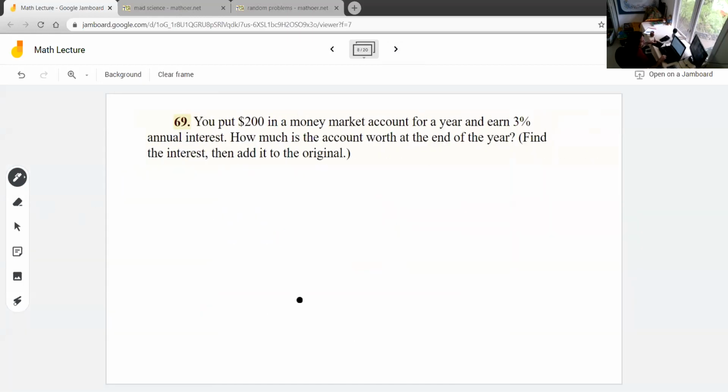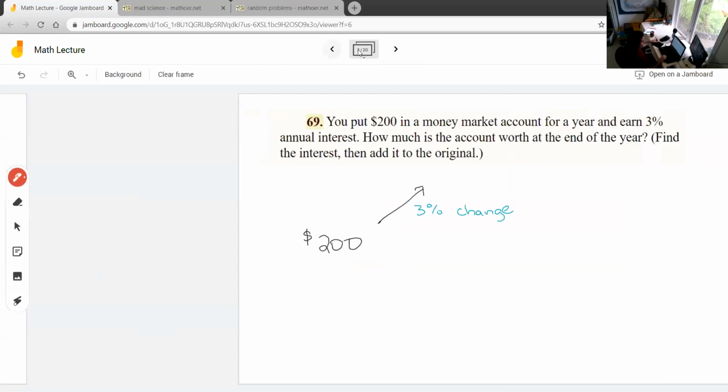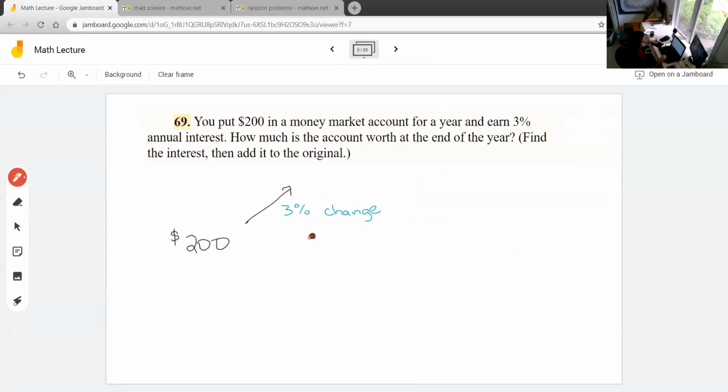This is a very similar looking problem. We're still putting in 200. It's still going up with a 3% change. It is still true that we're going to say how much is that change as a dollar amount. But now the answer we want is the new total. It's asking how much is it worth at the end of the year.